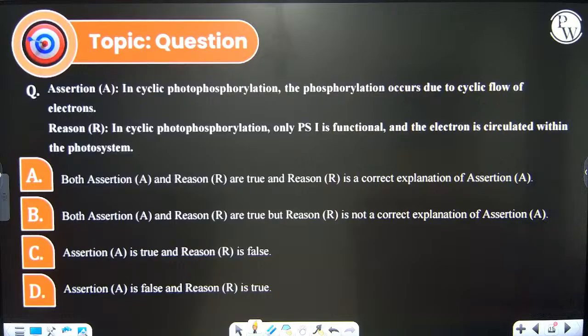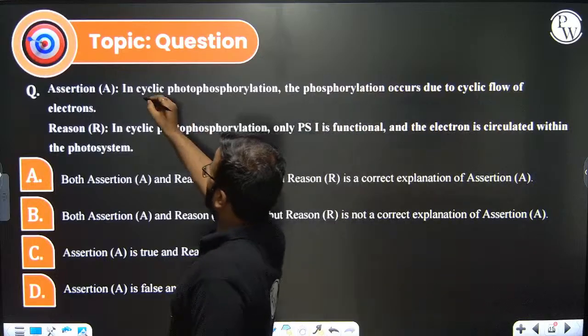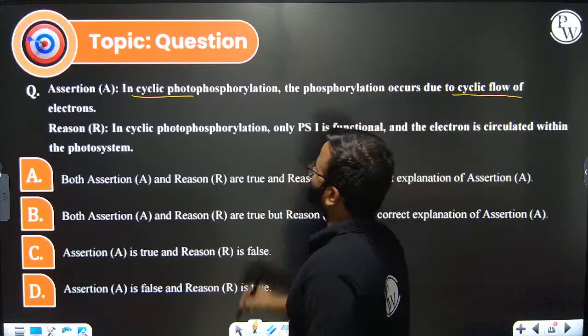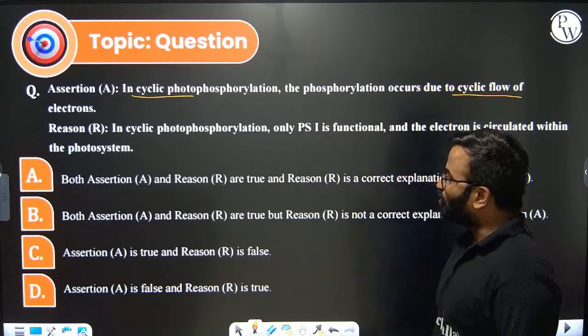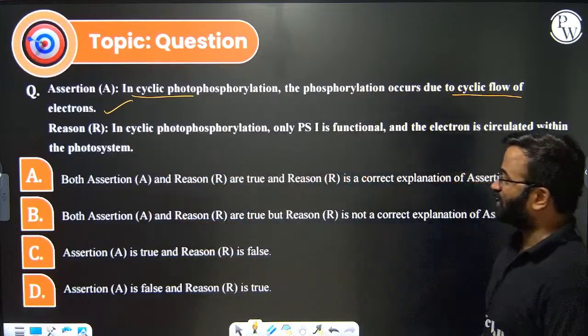Let's see how many of you will answer this question. In cyclic photophosphorylation, the phosphorylation occurs due to the cyclic flow of electrons. No brainer, that's the reason why it is called cyclic photophosphorylation, which is true as a statement.